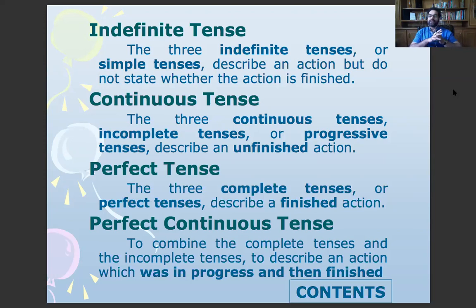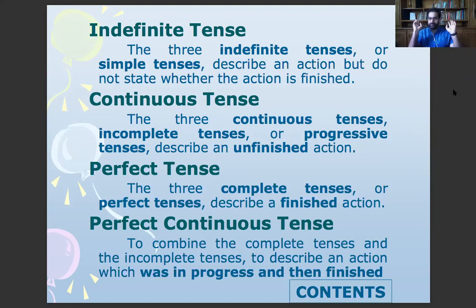Likewise, perfect tense, the three complete tenses or perfect tenses, describe a finished action. A complete action, we are pinpointing this. For example, he has gone to school. Complete. He had gone to school. Complete. He will have gone to school. You understand this? Basically, perfect tense talks about a complete action and it tells about an action which is being finished.